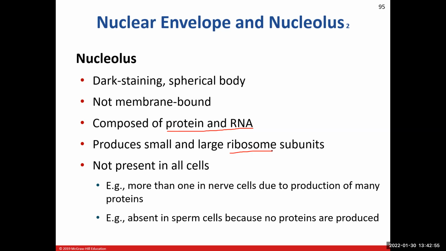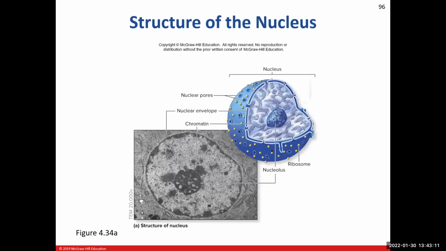We won't see a nucleolus in every single cell. Sperm cells, for example, will not have a nucleolus, and in some cells we will see more than one. Here you can see on our electron microscope image we're looking at the nucleus, which is this structure right here, and then you can see the nucleolus inside.